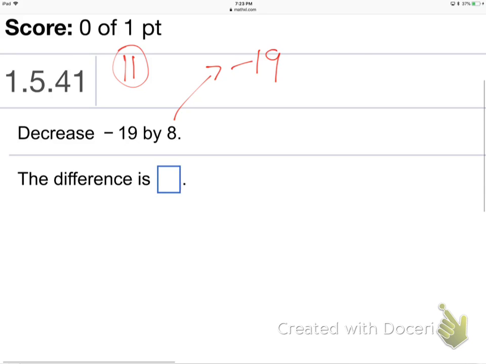Decrease negative 19 by 8. By 8. So what do I do for that? Minus 8. Now, what are we going to do with those numbers? In the end, are those numbers going to add or subtract? Think about money, football, whatever.